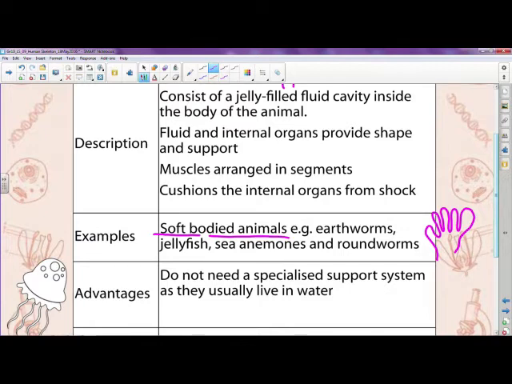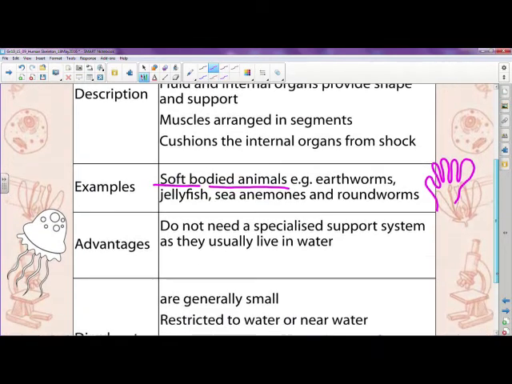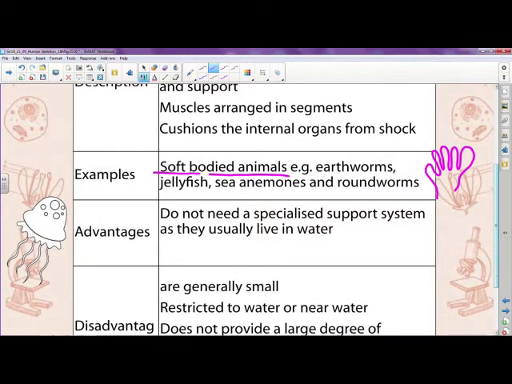Now, the advantage of this is quite nice and easy. Because they're so soft, you will also see that they need to be near water. They need to have a more aquatic lifestyle. Even earthworms don't live in water, but they live in moist soil. And because they don't have a hard outer shell, anything that they need usually comes in and out by diffusion. So we say that it's quite simple.